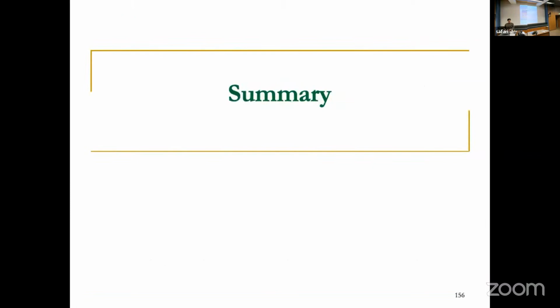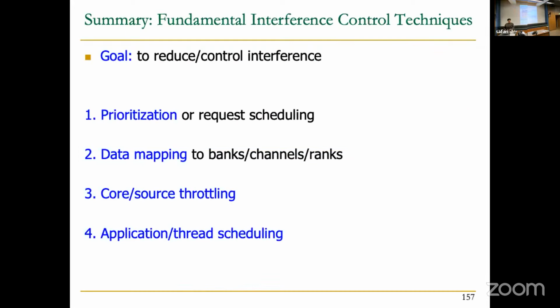Okay, we'll summarize and end this part of the lecture. So we looked at many interference reduction or controlling techniques. We classified them into 4 groups. And I think it would be best to combine them all. And we have seen techniques that combine a few of them, and they perform better than using a single technique, right?